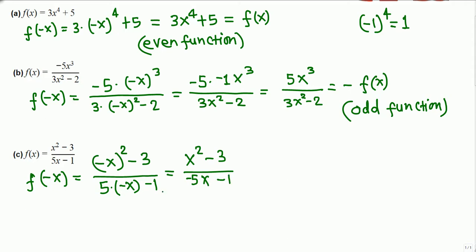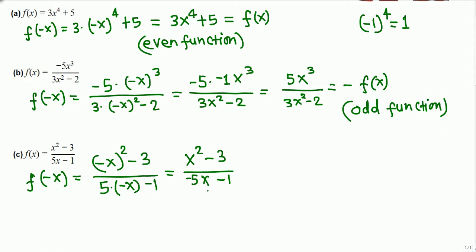Okay, we have two terms on the bottom. Now the question is, is this the original function? x squared minus 3, yes, the top is good, but negative 5x minus 1, we have positive 5x minus 1, so this is not the original function.